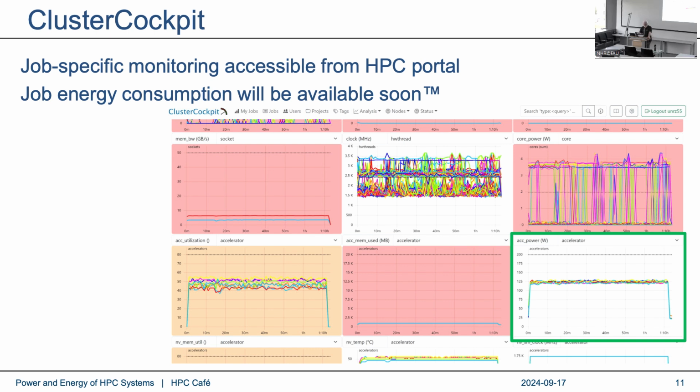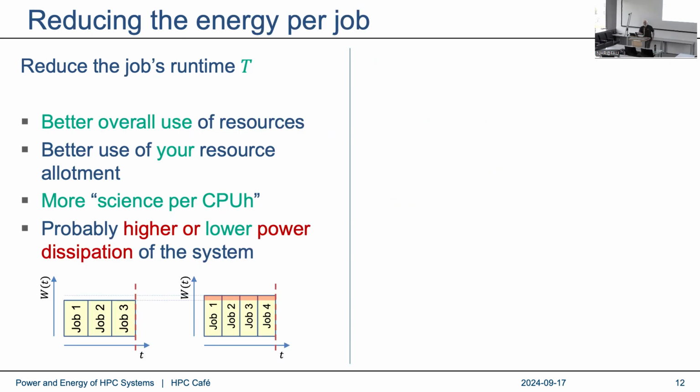So this data is available, and you can look at your own data, of course. We as admins can look at all your data, and if there's anything noteworthy, anything weird, we will send you a ticket. Okay, so use that. And if you need more information on that, I can send you, or look up our HPC Café track record. There's a video about how to use Cluster Cockpit. All right.